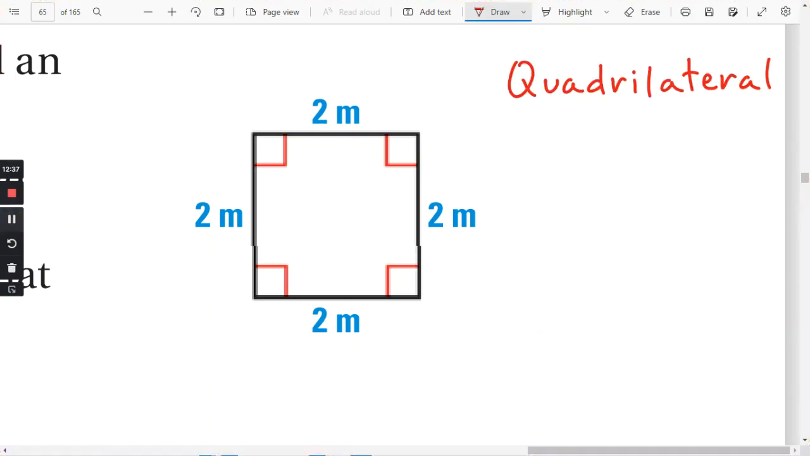All right, so this is clearly a quadrilateral. Okay, how do we know the sides are congruent? Well, that's easy. They're all marked 2 meters. How do we know the angles are congruent? Well, they're all marked as right angles. So that one was pretty easy.